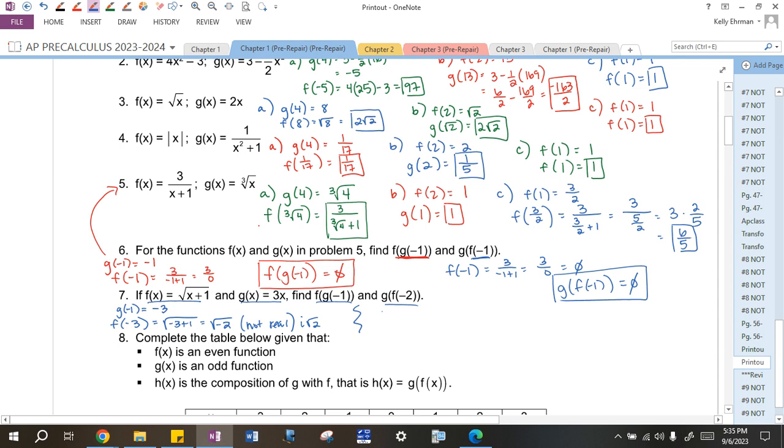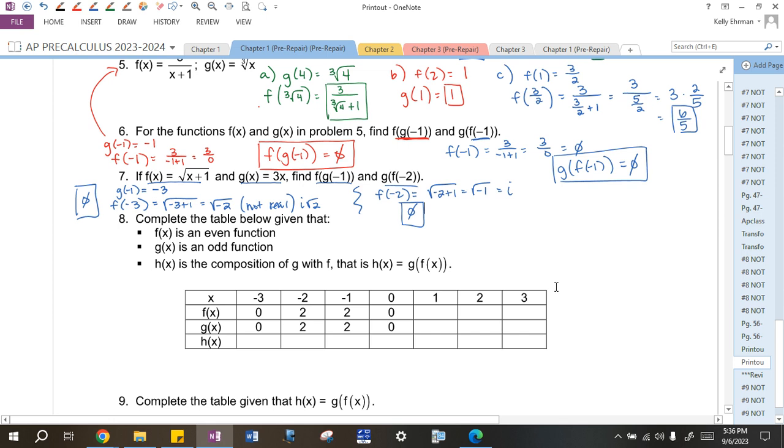Okay, and then what about the other one, g of f of negative 2? So f of negative 2, square root of negative 2 plus 1 is the square root of negative 1. Again, that's i, but that just means that there's no real solution. So for both of these, there's no real solution that you get out of those two values.